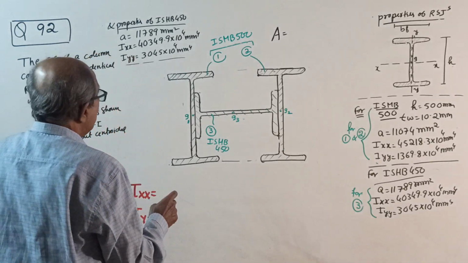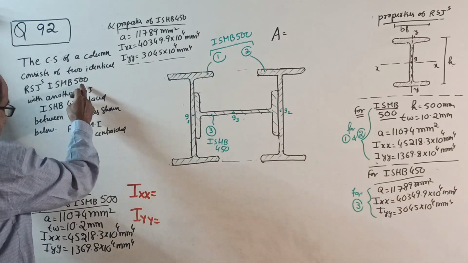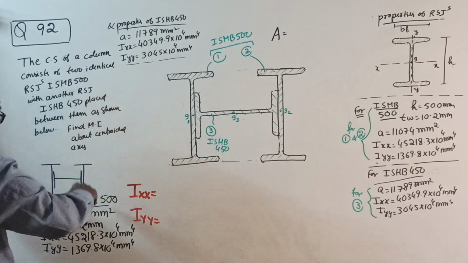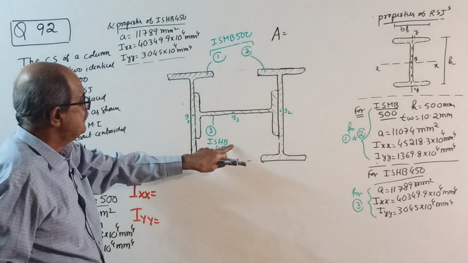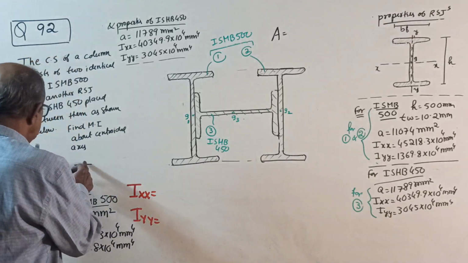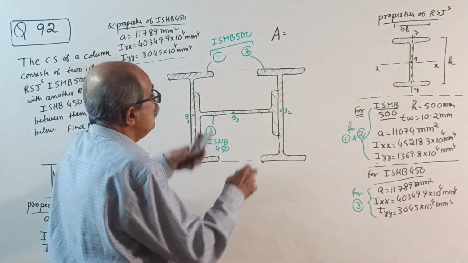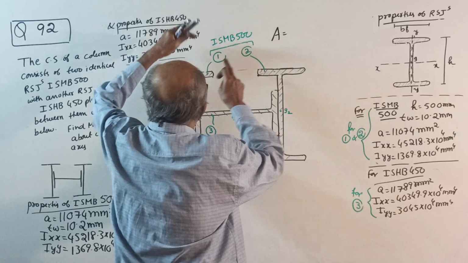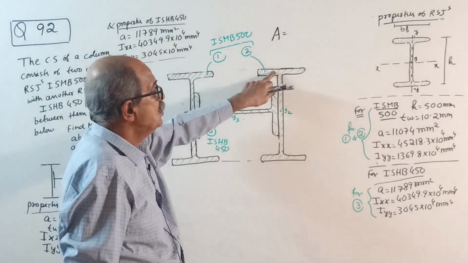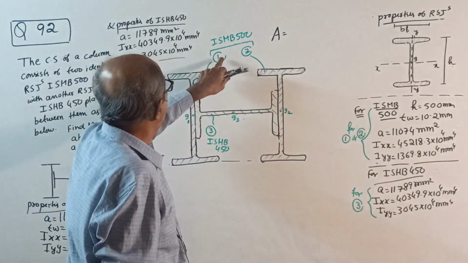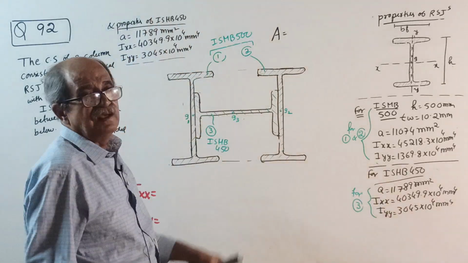Now, first of all, what is this section? They told two identical RSJs and another RSJ in between. See, this is in between. So the in-between one is ISHB 450, and these two identical ones are ISMB 500. Therefore, this is the property for this one and this one. This I will take as 1, this I will take as 2. So these are the properties for 1 and 2. This is the property for 3. So correctly make a note.